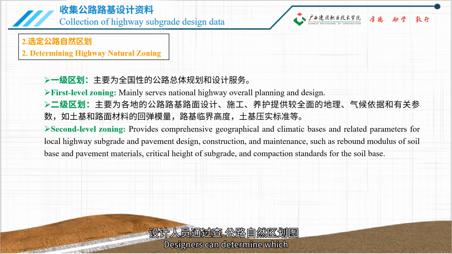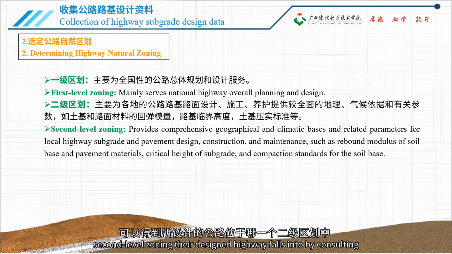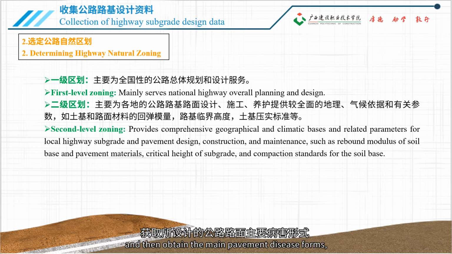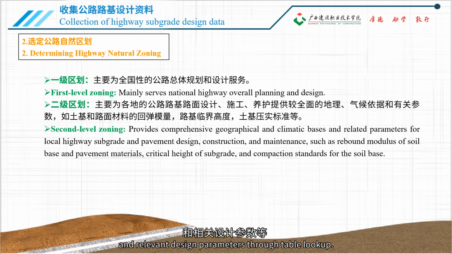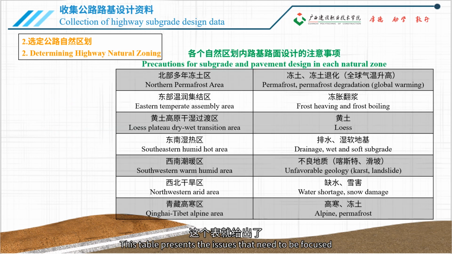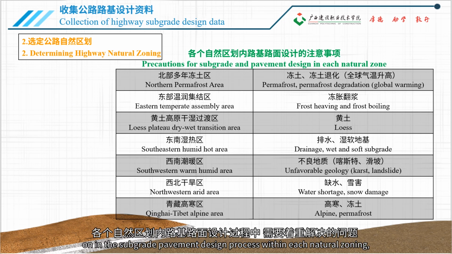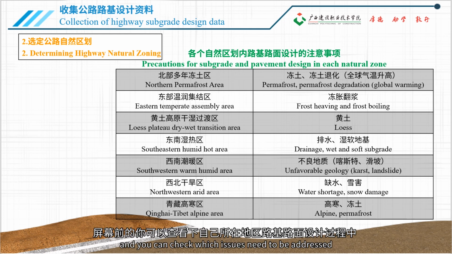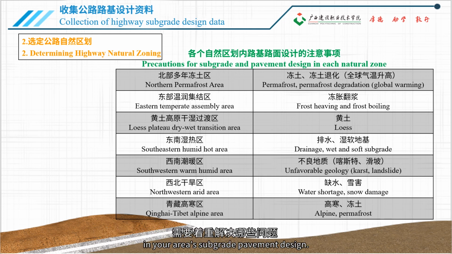Designers can determine which second-level zoning their designed highway falls into by consulting the Highway Natural Zoning Map, and then obtain the main pavement disease forms, key issues to address, and relevant design parameters through table lookup. This table presents the issues that need to be focused on in the subgrade pavement design process within each natural zoning, and you can check which issues need to be addressed in your area's subgrade pavement design.